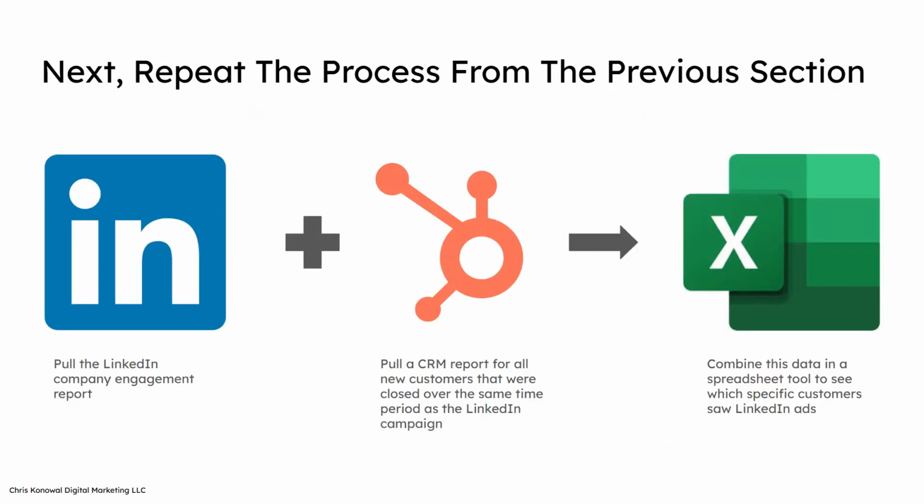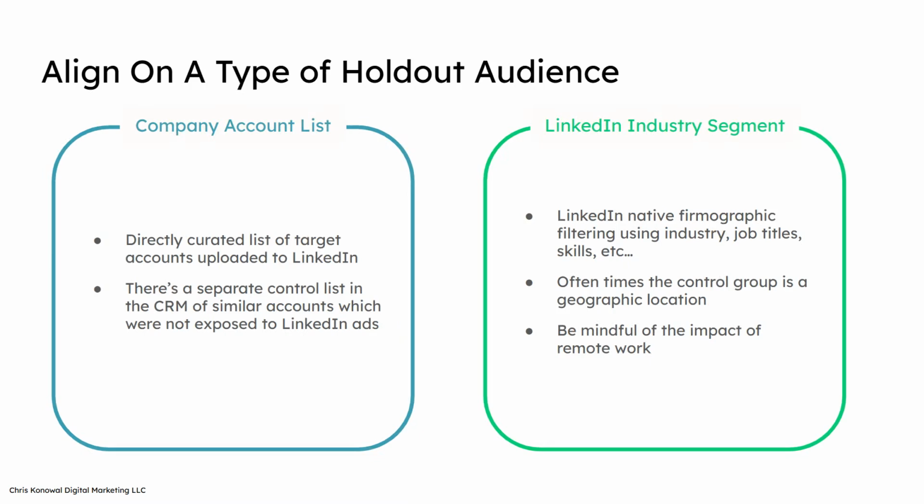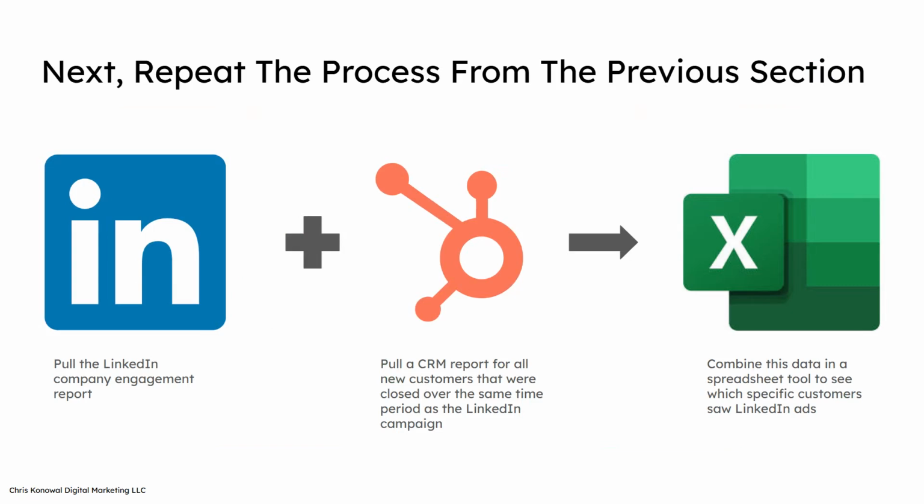So once you align on what type of holdout audience or holdout list you want to use, run your campaign and then repeat the same process from before. Pull the LinkedIn company engagement report, align it with your CRM, create your table, your spreadsheet of companies and deals that were influenced by these campaigns. I think the reason why this can be helpful is it gives you a bit more accurate results compared to using the list in total, because there can be companies from the test list that become a deal, but they actually didn't see any LinkedIn impression volume for whatever reason, budget constraints, etc.